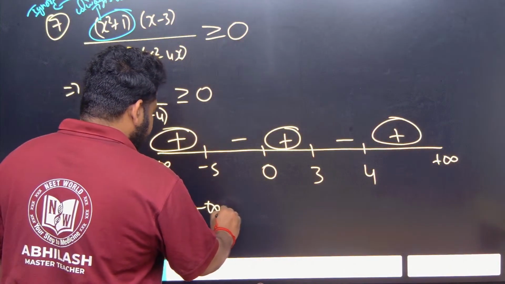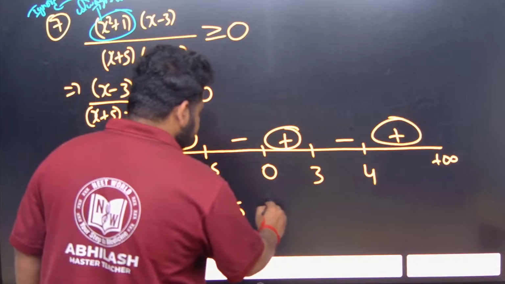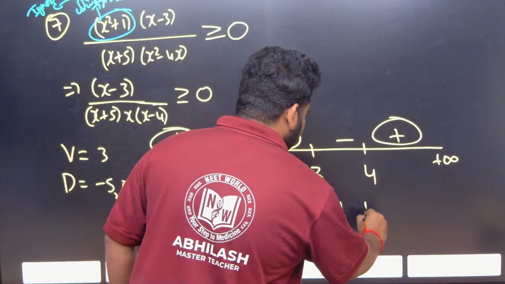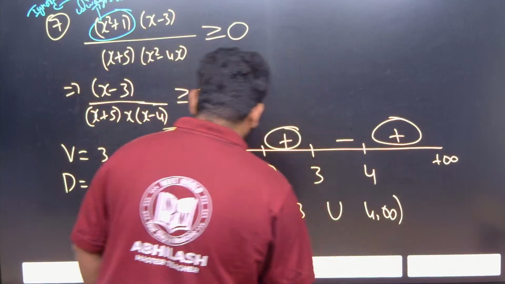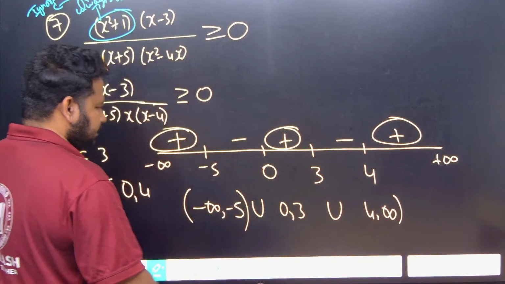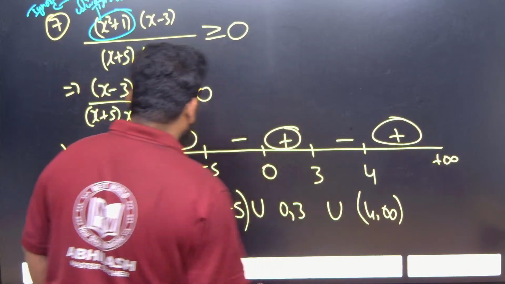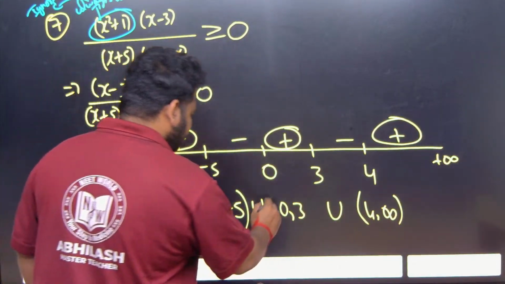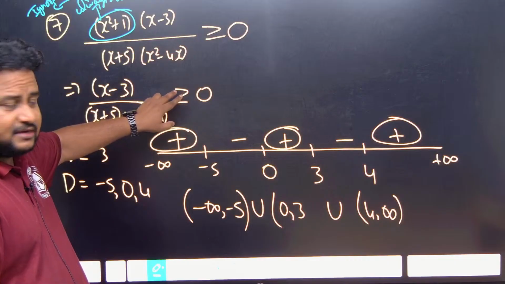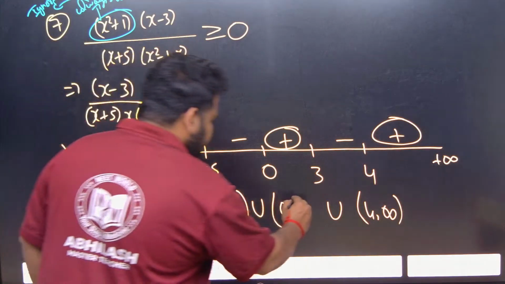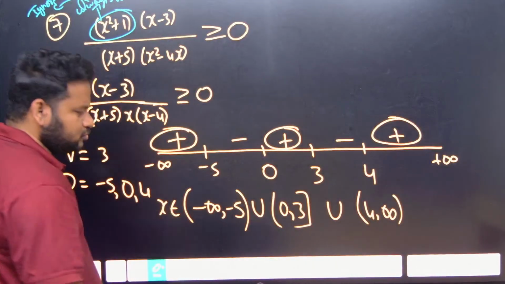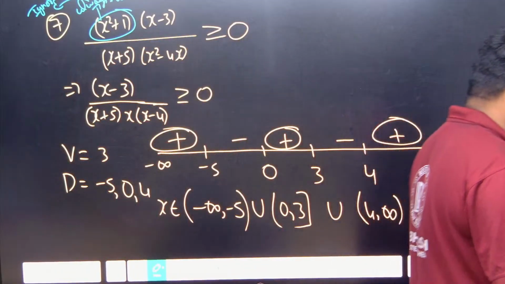Minus infinity comma minus 5, this is plus value, union 0 comma 3, union 4 comma infinity. Wherever infinity is, it is an open interval. Wherever discontinuous points, minus 5 is a discontinuous point, open interval. 4 is a discontinuous point, open interval. What about 0? 0 is a discontinuous point, so open interval. What about 3? 3 is a vanishing point. I am having greater than or equal to in the inequality, so this will become a closed interval. So x belongs to this region. Clear? X belongs to this region.